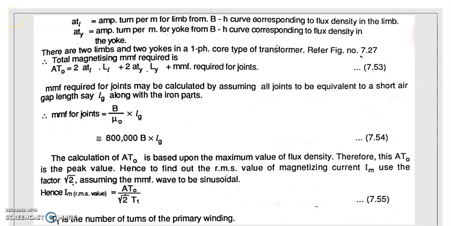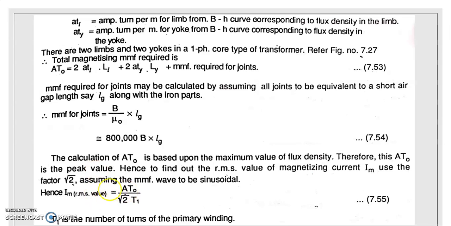Therefore, we can calculate the total magnetizing MMF required as AT0 equals 2 times ATL into LL plus 2 times ATY into LY plus MMF required for joints. It can be calculated with the help of LG, the air gap length. The MMF for joint is B upon mu 0 into LG. This mu 0 has the value of 4π×10⁻⁷, so we can calculate approximately as 8 lakh into B into LG. The calculation of AT0 is of peak value. This is the peak value we are calculating.